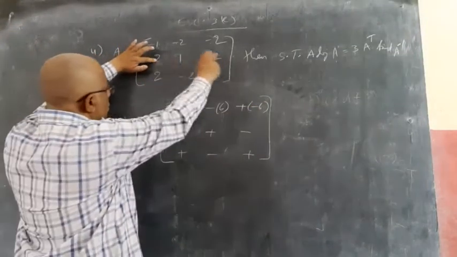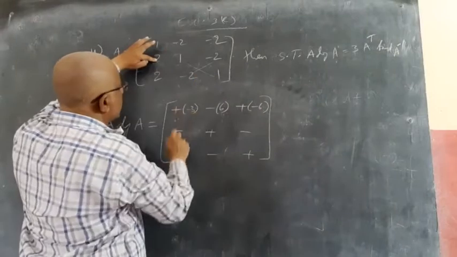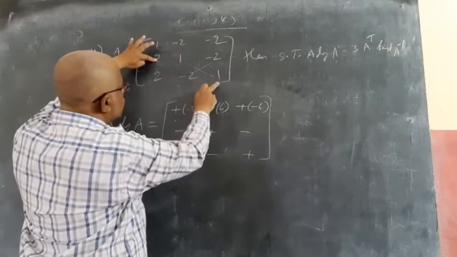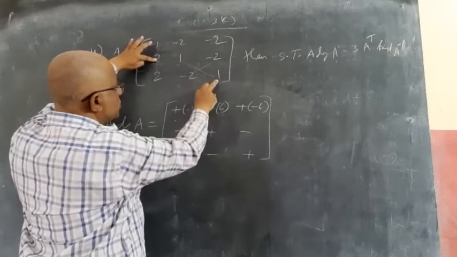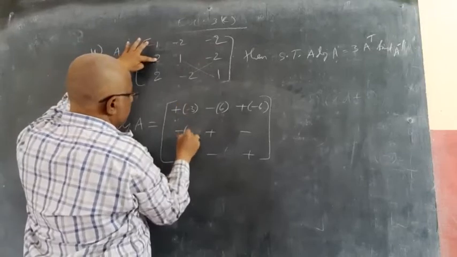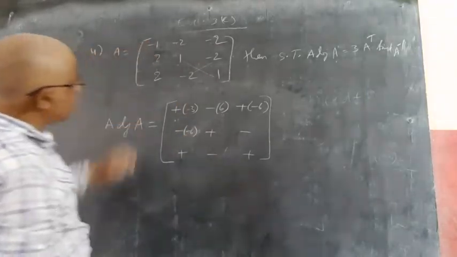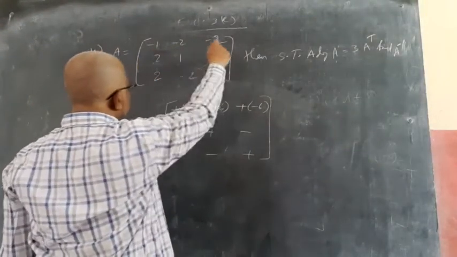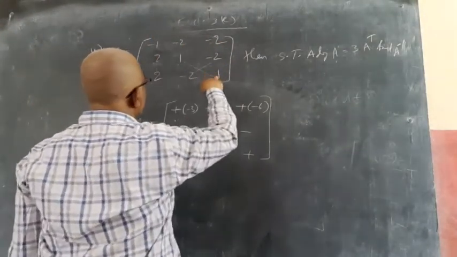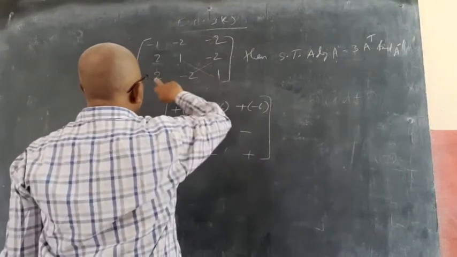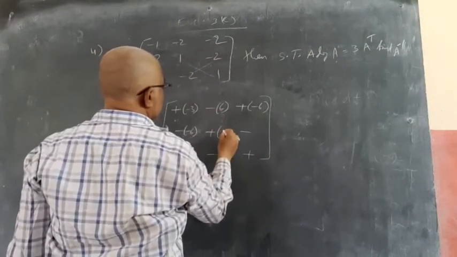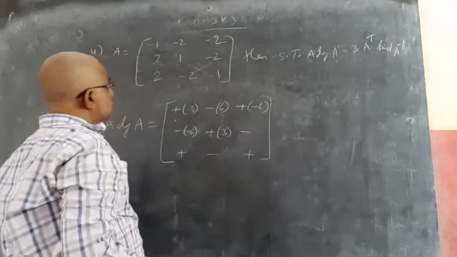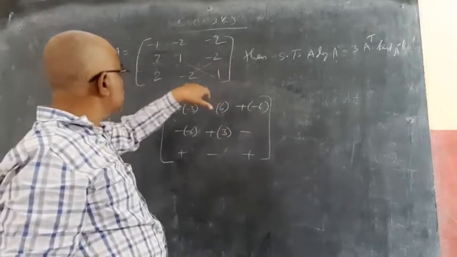So closing this row, this column, gives you this element. So this is minus 2, minus 2, minus 4, minus 6. Minus 2, minus 4, minus 6. And to get this element, close this row, this column. Minus 1, minus 1, minus into minus plus 4. So plus 3. Next, to get this element, close this row, this column.